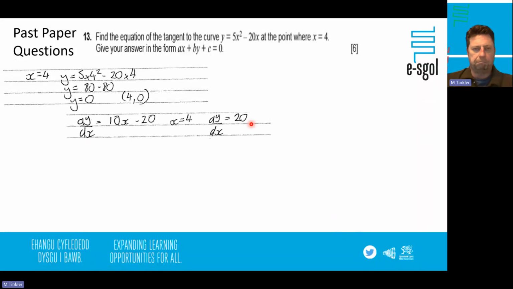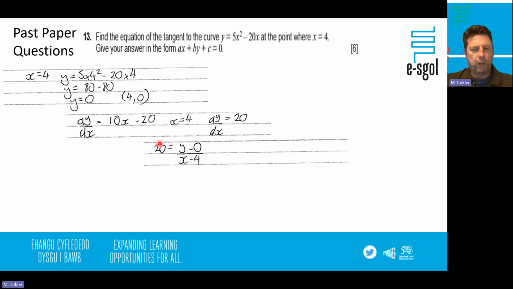And the gradient, dy/dx, multiplied by the power, 2 fives are 10, take one off the power, so that's why it just says 10x. Differential of 20x is just 20. Okay, it's minus 20x, it's minus 20. Substitute x equals 4 in there. 10 fours are 40, minus 20 is 20.